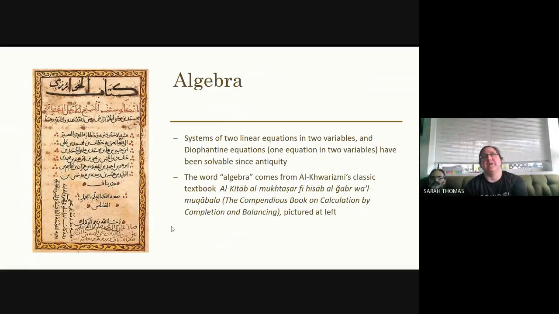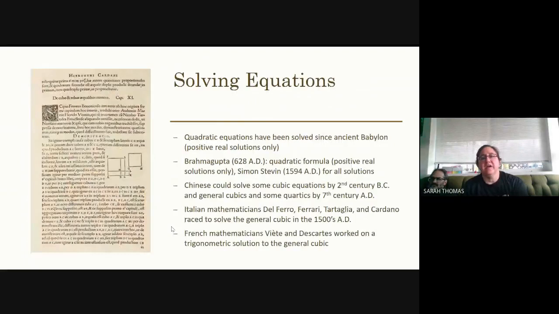Al-Khwarizmi talked about solving quadratic equations and some cubic equations. He could only solve limited cubic equations. As far as solving quadratic equations, those date back to Babylonian times too. Brahmagupta, an Indian mathematician, around 628 AD, invented the quadratic formula, or a quadratic formula. It's not the one we see today because they didn't have imaginary numbers and they didn't have negative numbers at that time. So he could only find positive real solutions, but he had a formula for them.